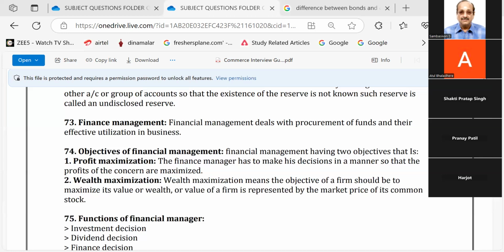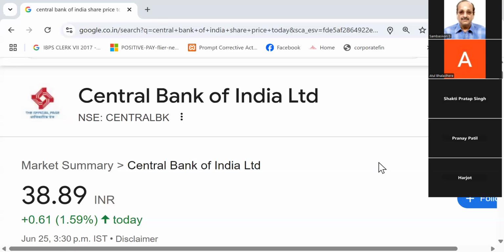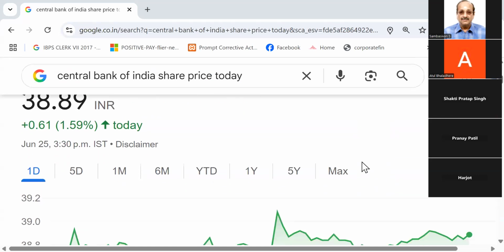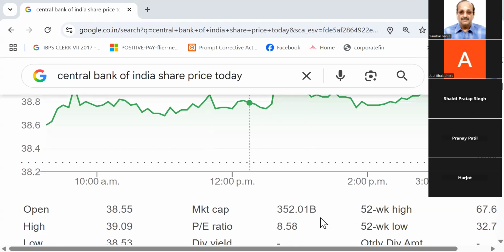For example, for the engineering candidate, you are going for which bank? Central Bank of India, correct? So what I have to do is go to google.co.in and search Central Bank of India share price today. If I search, are you seeing the screen? If I search like that on the screen, what will it show you? 38.89. Today's share price is 38.89 multiplied by the number of shares issued by the bank, which gives you the market capitalization: 352.01 billion.